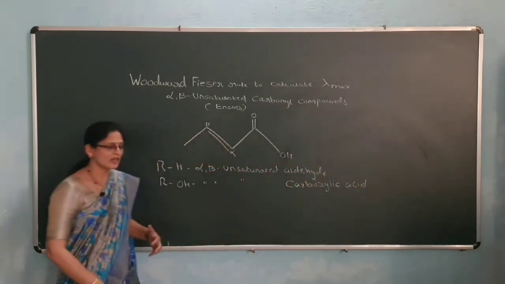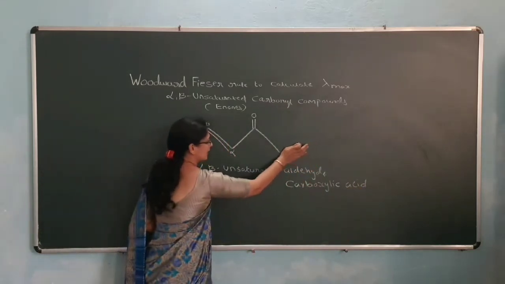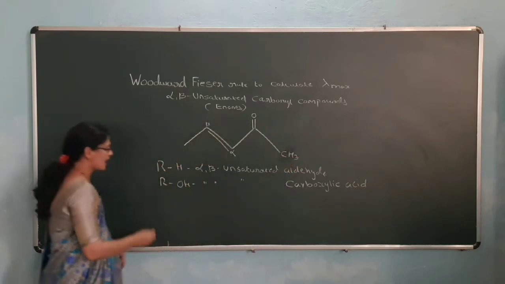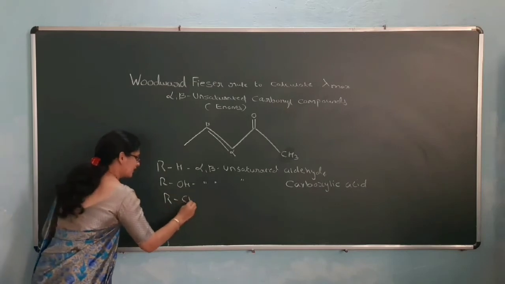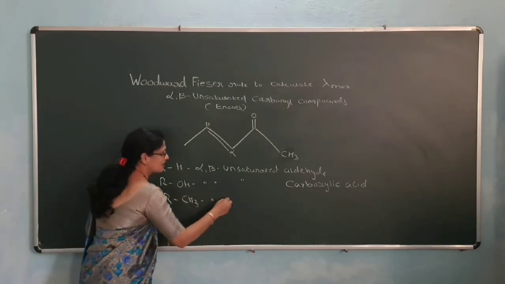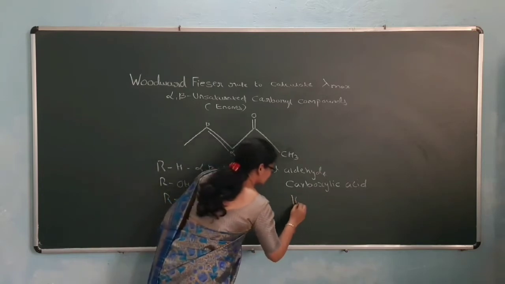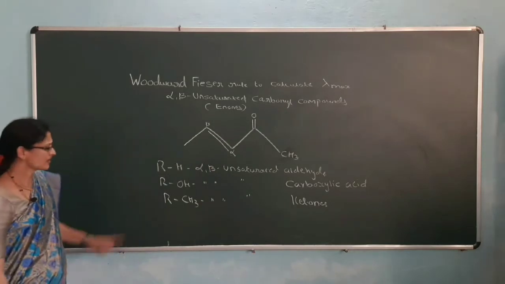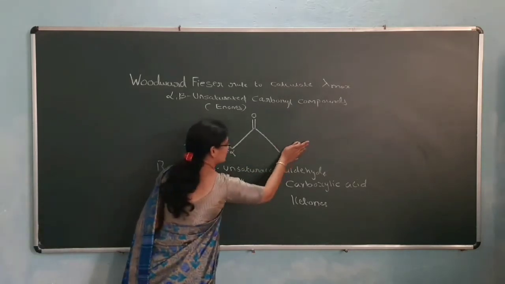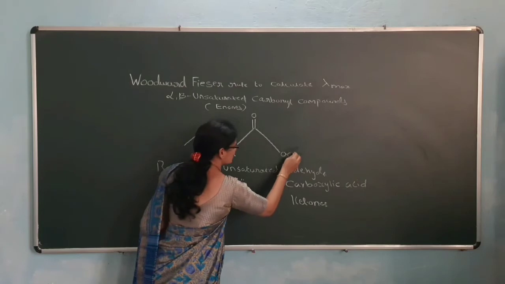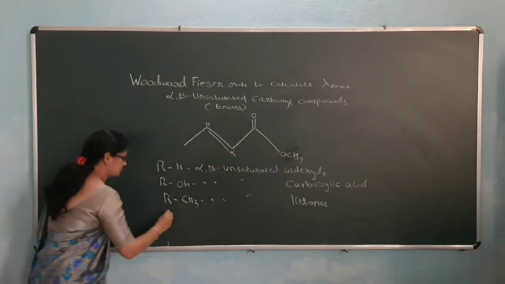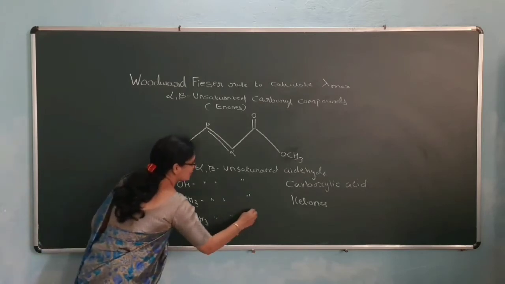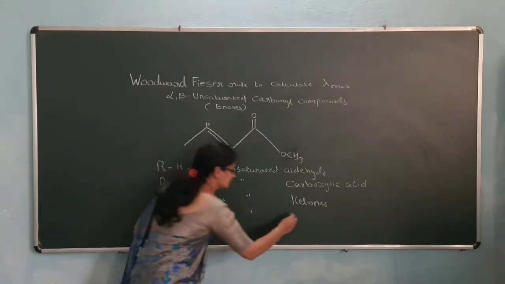acid. Now I will replace R by the CH3 group, that is the methyl group. If R is a methyl group, then it becomes an alpha beta unsaturated ketone. Next, if I replace R with an alkoxy group, OCH3, then it becomes an alpha beta unsaturated ester.